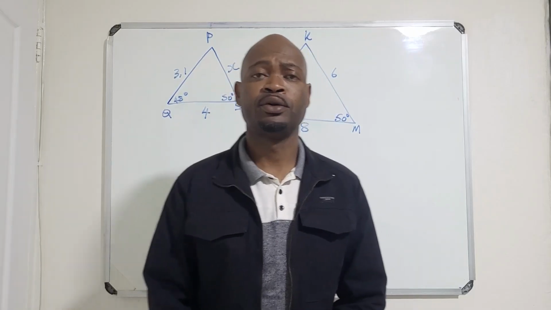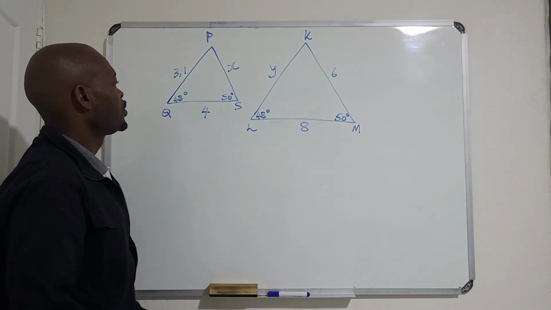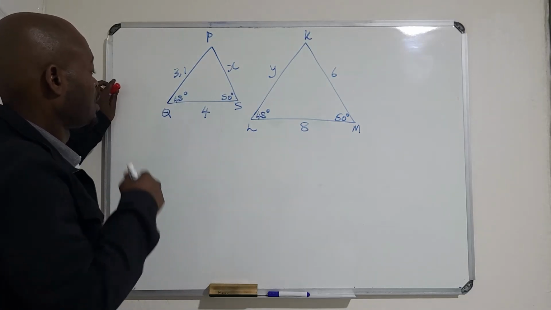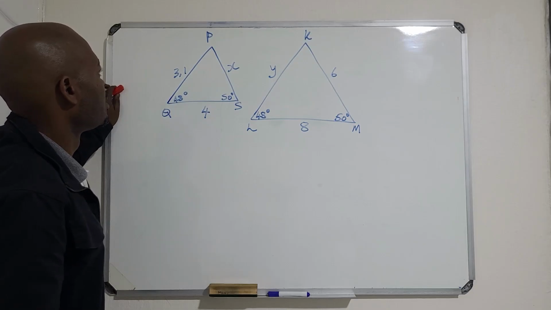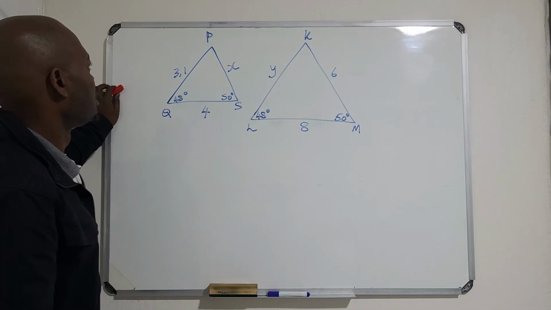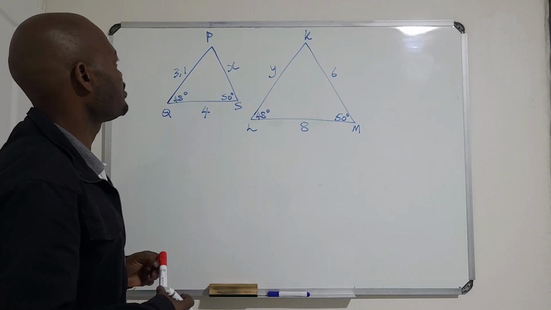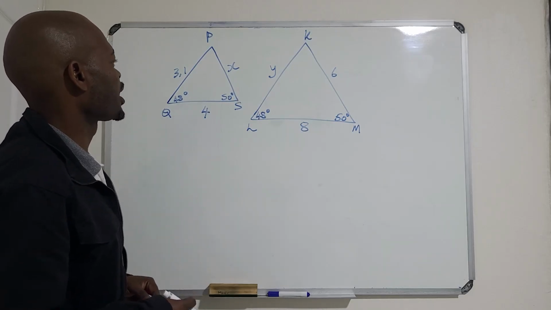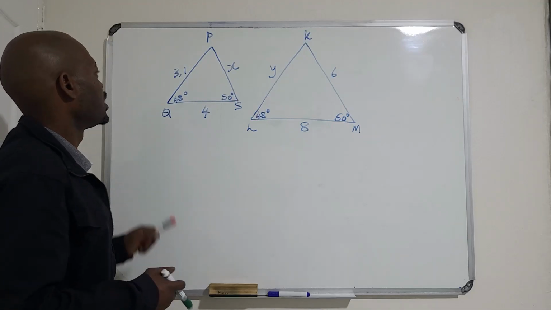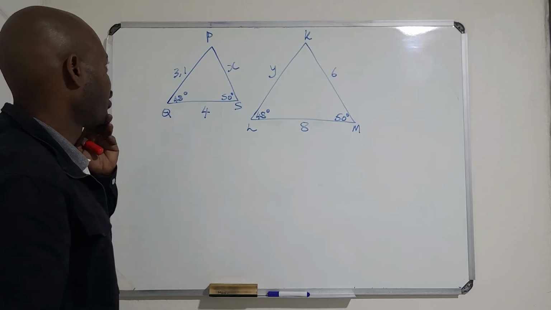Let's do another example for theorem number 2. We know theorem number 2 states that if two triangles are equiangular, then they are similar. Now we are told to solve for the variables in triangle PQS and triangle KLM. It means that we need to solve for x and y in these triangles.